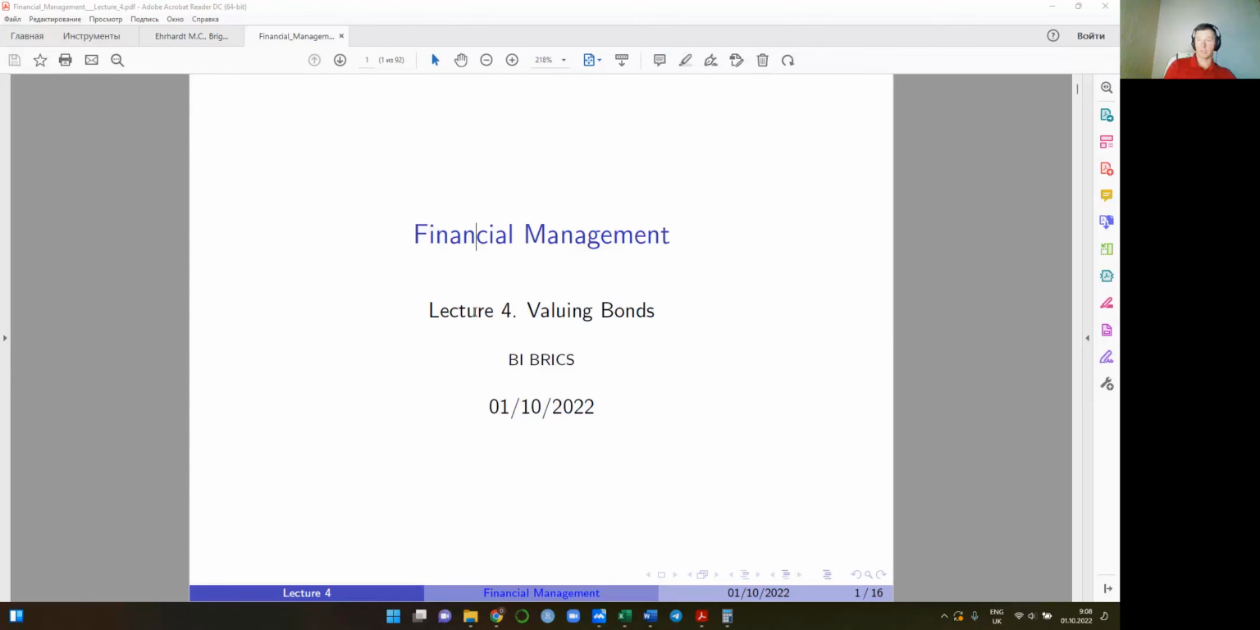Today we start applying all the approaches that we discussed during the two previous lectures, time value of money, to the practical cases. And we start with the bond valuation.